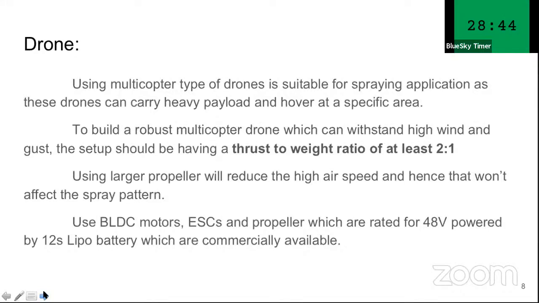The drone we are looking at here is primarily a multi-copter drone, which means it has multiple rotors. Multi-copter drones are suitable for spray applications, as they can carry heavy payload. It's not very common, so we devised these kinds of drones that carry heavy payload. They are capable of hovering at a specific area or crisscrossing a very small region. To build a robust multi-copter drone that can withstand high wind and gusts, the setup should have a thrust-to-weight ratio of at least 2:1. That means it should be able to carry twice its own weight in order to adjust to a lot of other conditions.